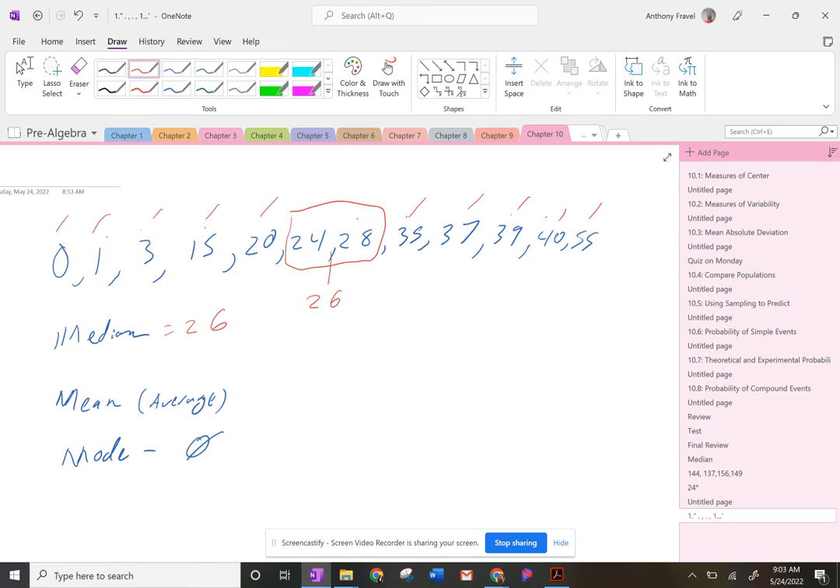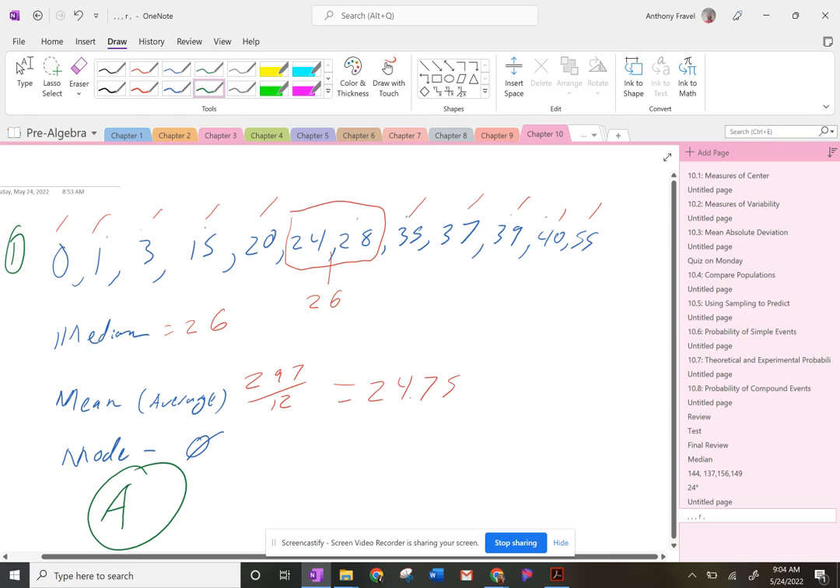On to the mean portion, the average. I'm going to add every single one of those together. I have 12 numbers. So I'll put them in my calculator: 0 plus 1 plus 3 plus 15 plus 20 plus 24 plus 28 plus 35 plus 37 plus 39 plus 40 plus 55. I already counted them earlier, I had 12, so I'm going to divide by 12. I had 297 divided by 12 after I added them all together, and I am left with 24.75. So looking at all of those choices, the answer for number 1 is letter A: the mean of 24.75, the median of 26, and no mode.